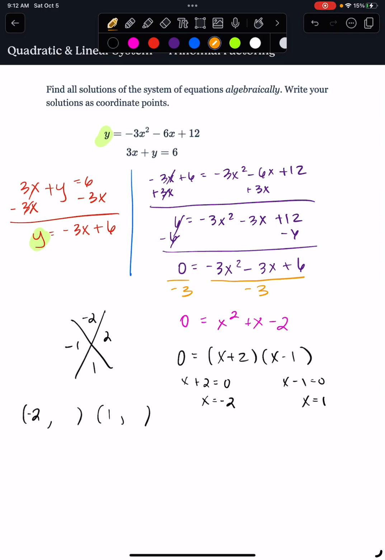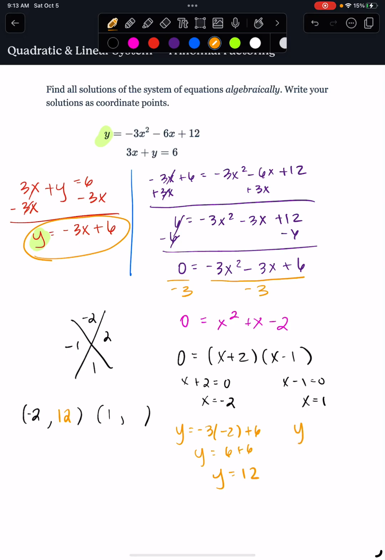So we can substitute it back into any equation. I think the linear equation is a little bit easier. So we can take this form of the linear equation that we had, and we can say y is equal to negative 3 times negative 2 plus 6. So y is equal to 6 plus 6. So when x is equal to negative 2, y is equal to 12.